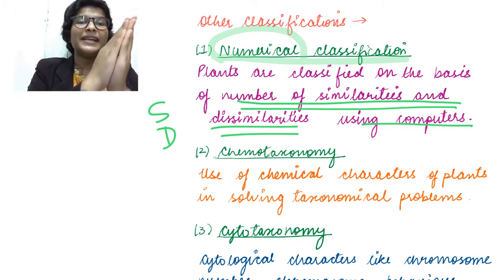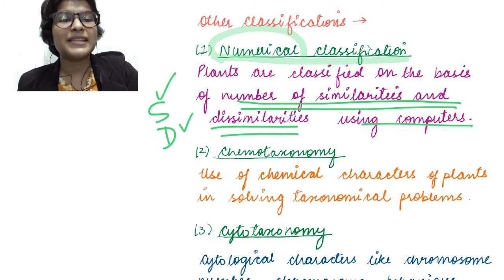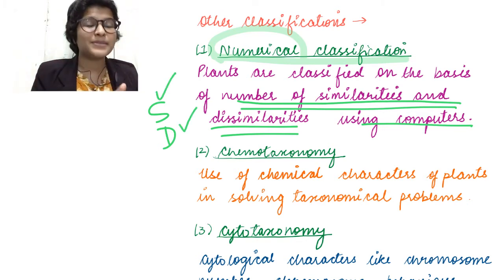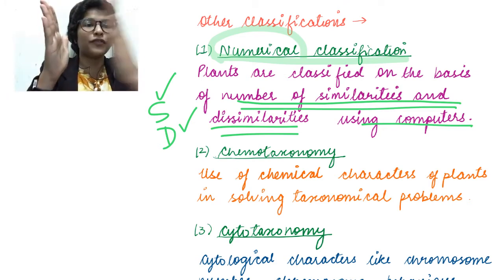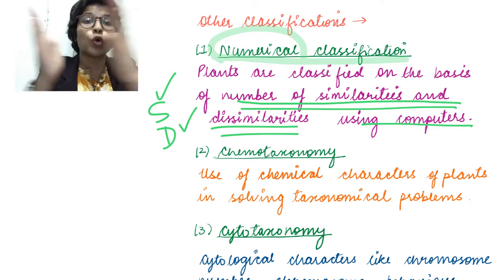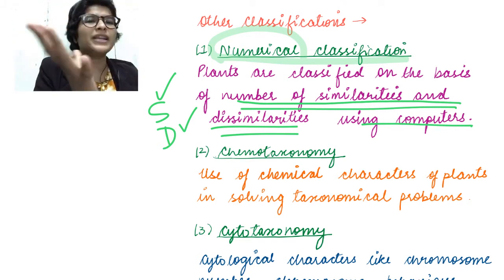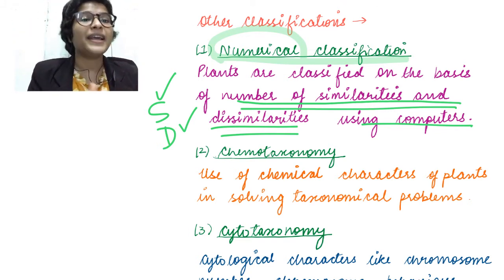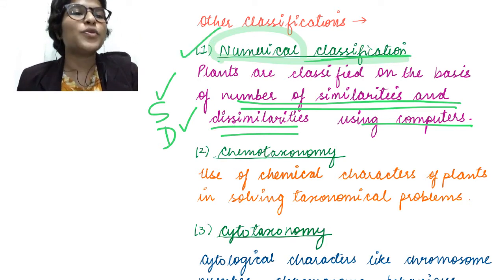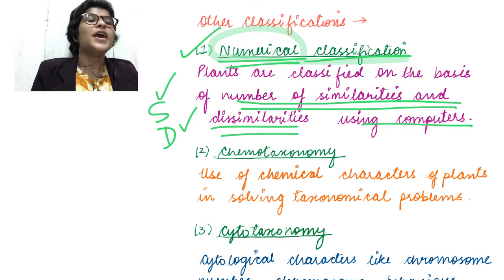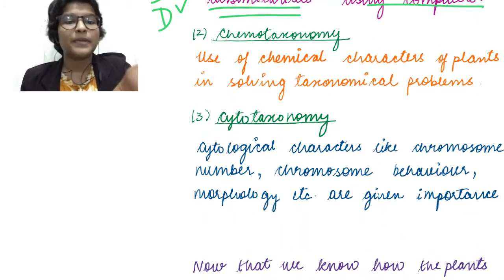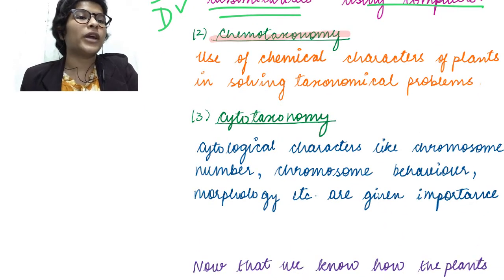So it gives us a detailed analysis of similarities and dissimilarities between two given organisms, therefore giving them an order of closeness, that is which of them are closely related and which are comparatively distantly related, and that helps us classify the organisms. So this was numerical classification. Going on to the next secondary type, that is chemotaxonomy.